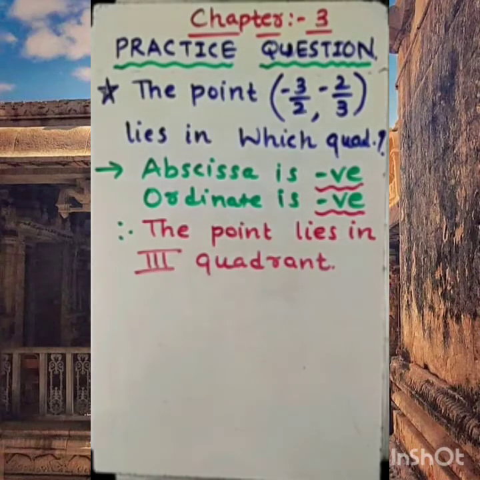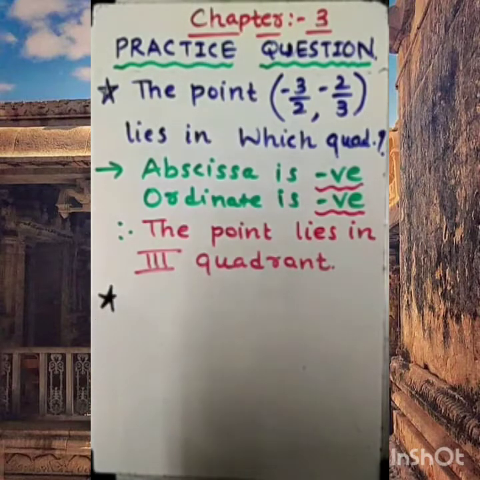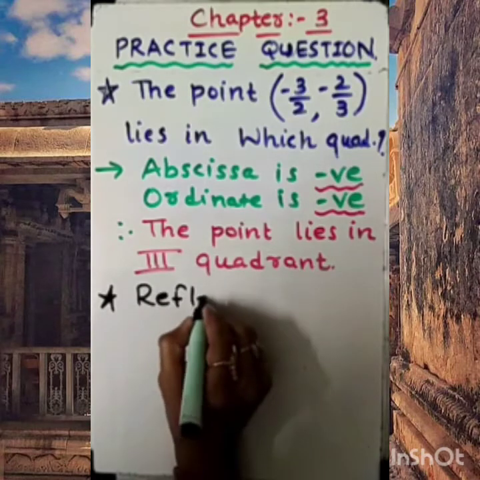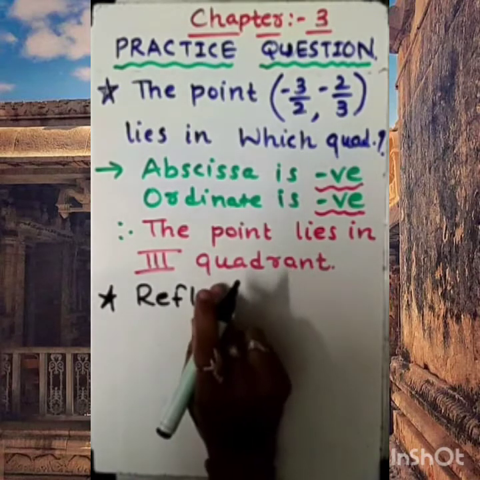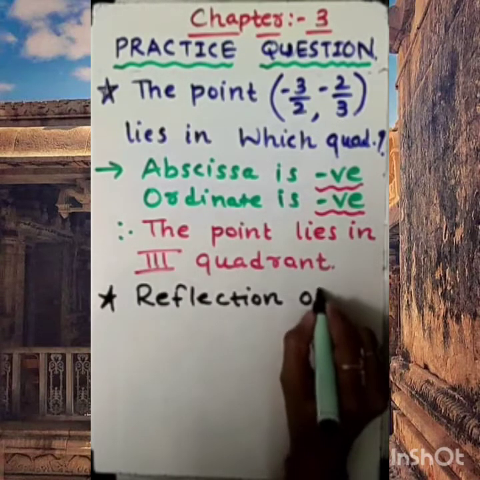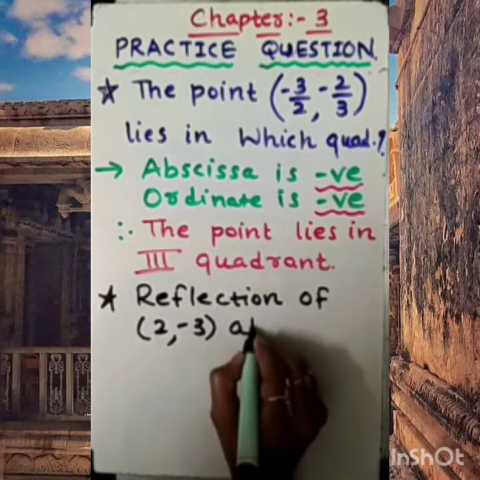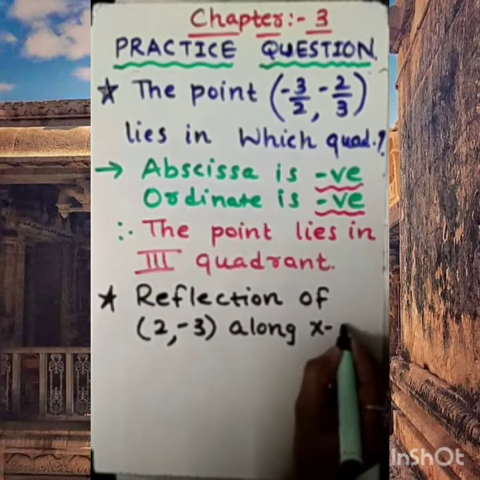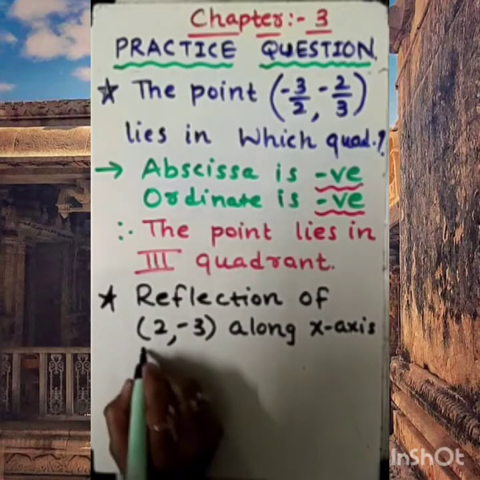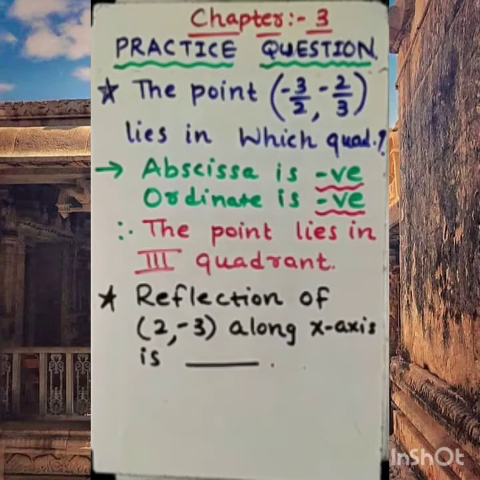Clear? One more question I am putting in front of you. Think and tell me the answer. We are given the reflection of (2, -3) along x-axis. The reflection of (2, -3) along x-axis is dash. Okay, we need to write the point actually.